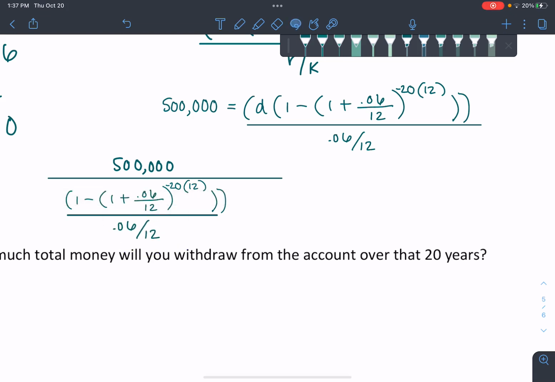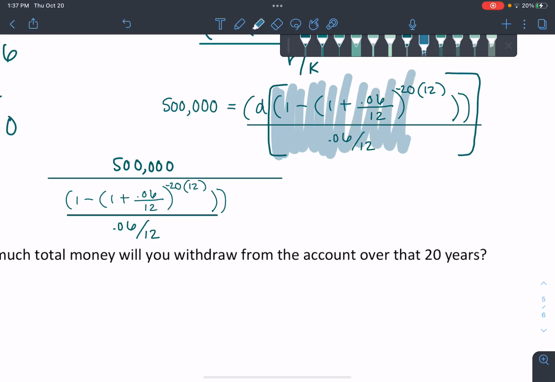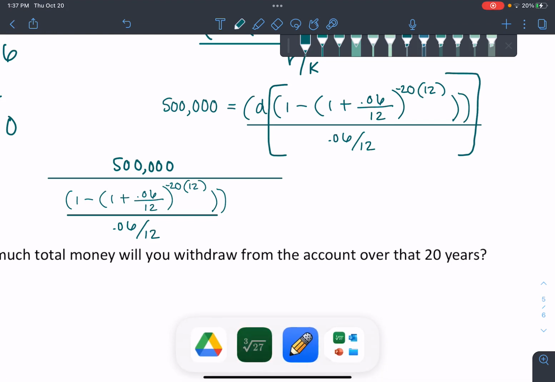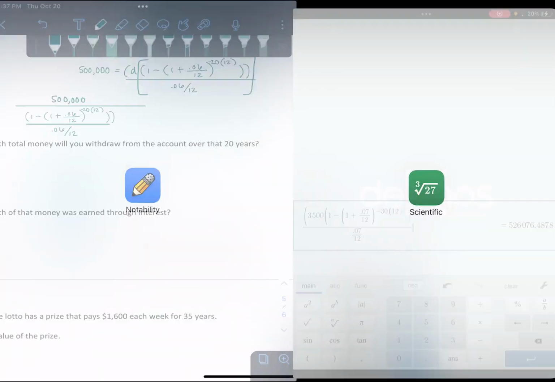So here's what happened. I literally took all of this, and if you don't believe me, pause the video and watch what I did. I took everything here, all of that, and I divided it to the other side. So now all of that is sitting under the 500,000, okay? So this is the part where we can now go to our calculators.